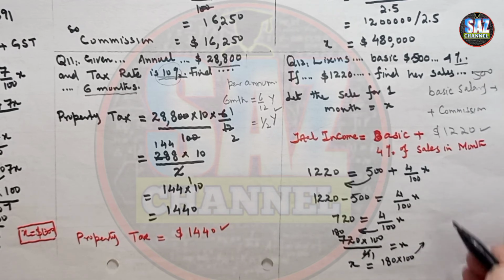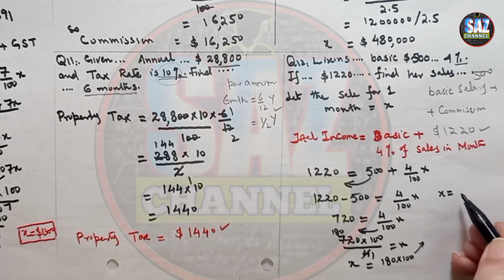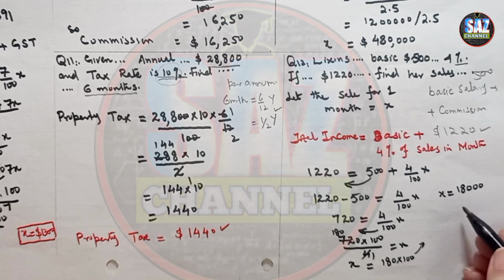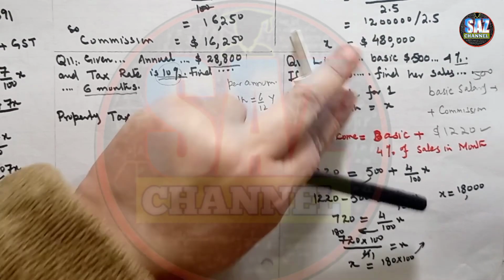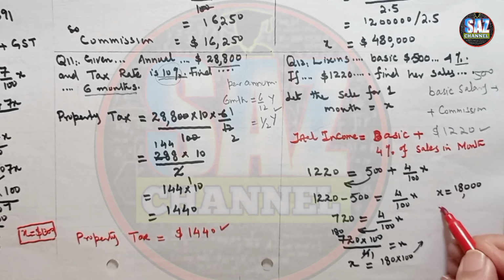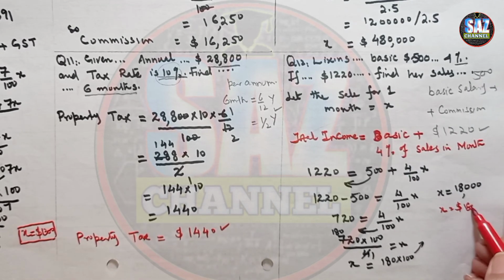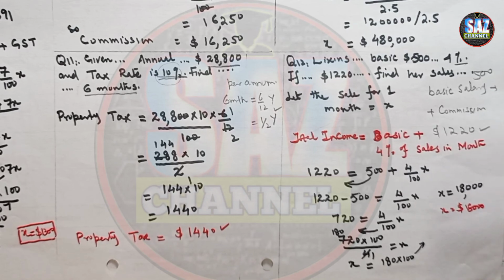So X equals 180 and two zeros, 18,000. So X equals $18,000, her sales for that month. I hope you are clear about this question.